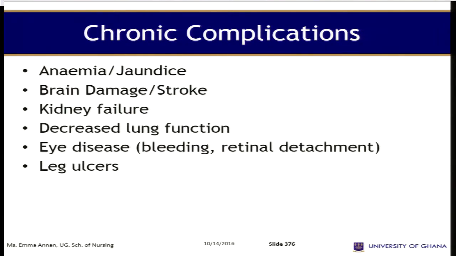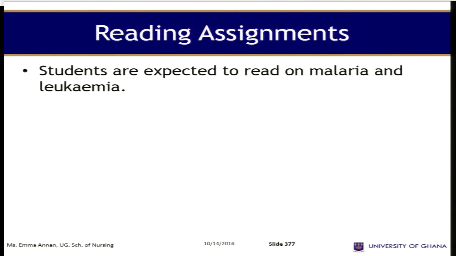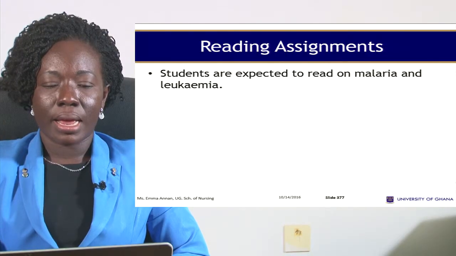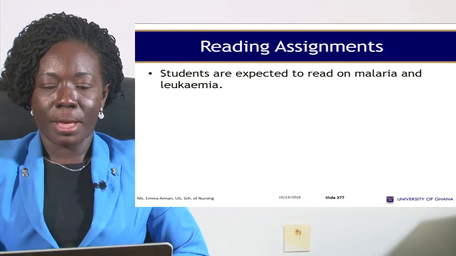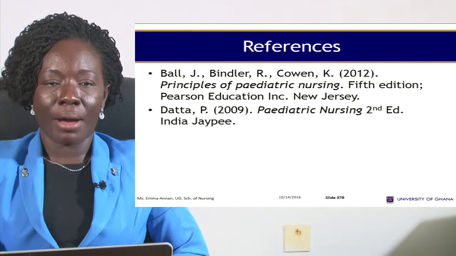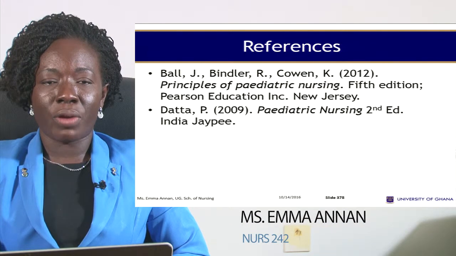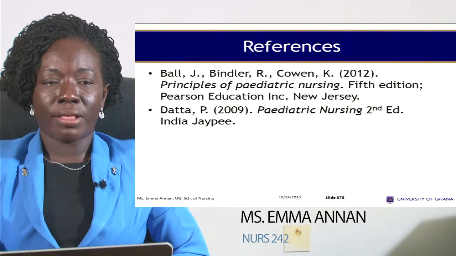The chronic complications include anemia or jaundice, brain damage or stroke. You have kidney failure, decreased lung function, eye disease, and leg ulcers, because the ulcers take a long time to heal. So you are expected to read on malaria and leukemia as your assignment. Today we have been looking at anemia, which is very common in children. We have looked at the 3 main types of anemia: haemopoietic, hemorrhagic, and hemolytic anemia. Thank you.